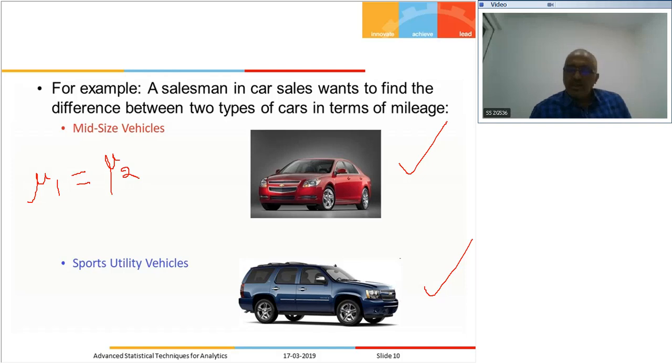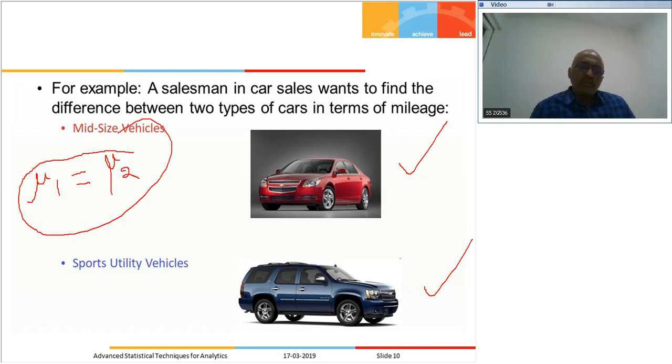Yeah, we need mileage data. This is one population, this is another population, where we want to establish whether mu1 equal to mu2 or not. Again, the alternative hypothesis is mu1 is not equal to mu2.